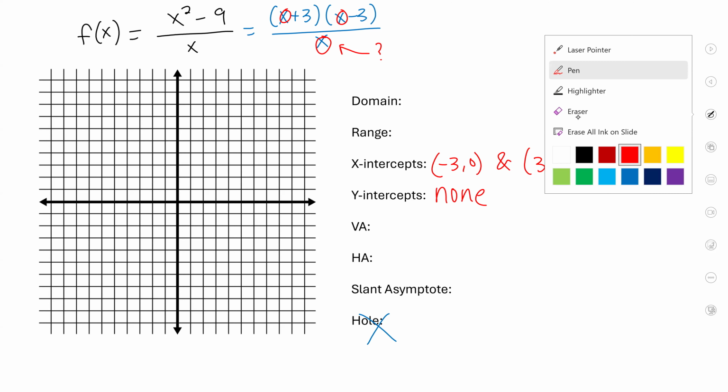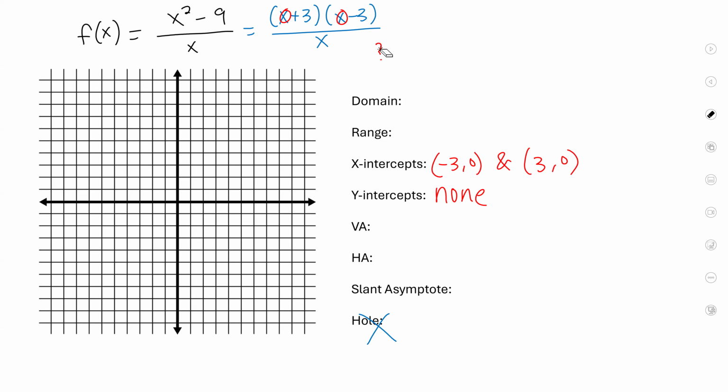Okay, so now let's do vertical asymptote. Vertical asymptote, I'm going to set the denominator equal to 0, and that gives me 0. So that's where your vertical asymptote is. So I'll go ahead and sketch that on my graph. Your vertical asymptote is at x equals 0.